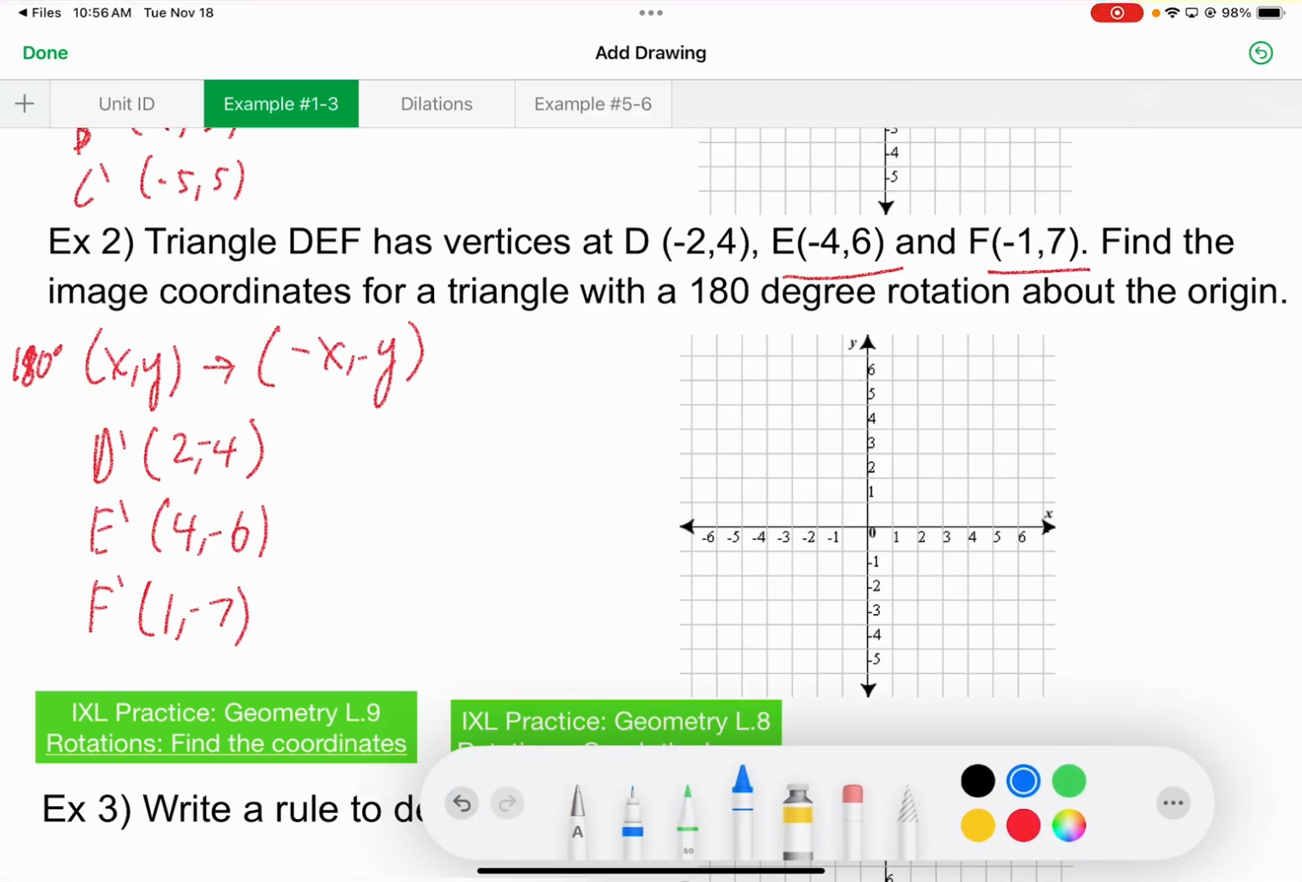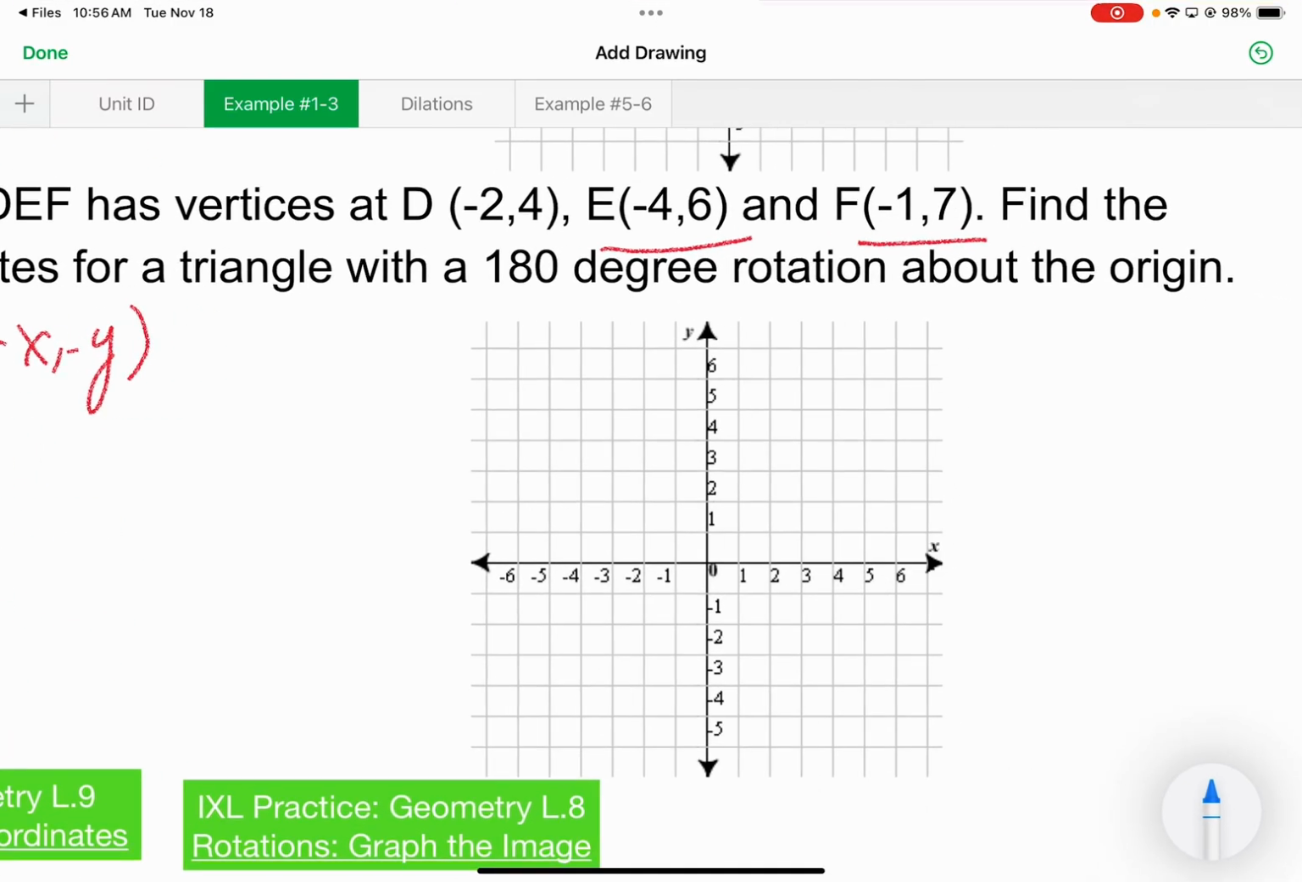Plot my original in blue. So then negative 2, 4 is D. E is at negative 4, 6. And then F is at negative 1, 7. So D, E, F.